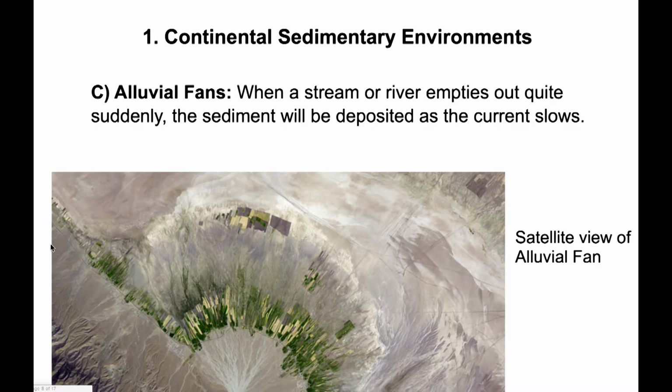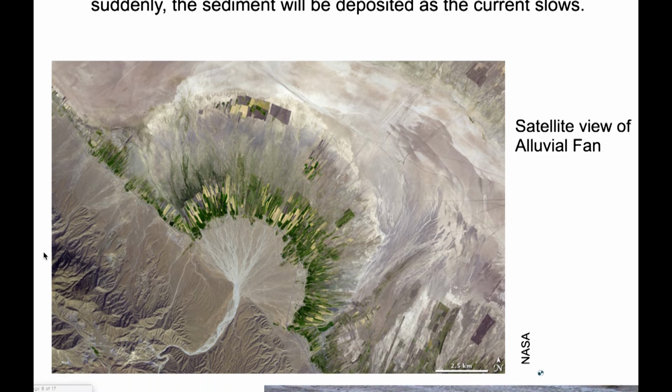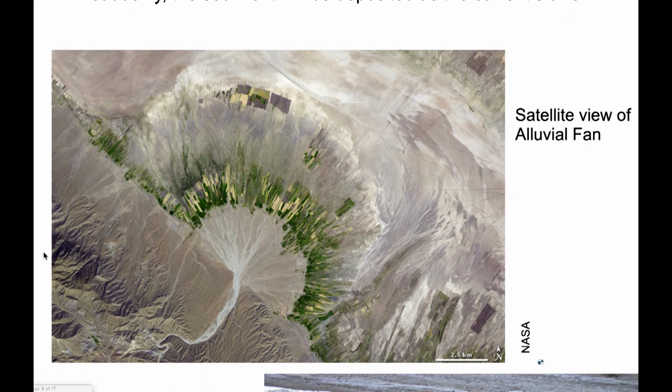Alluvial fans. When a stream or river empties out very suddenly, the sediment gets dumped all at once. So here's a picture of an alluvial fan. You can see the river heading towards this area that's very flat. So all of the sediment gets dumped at once in this fan-like shape.